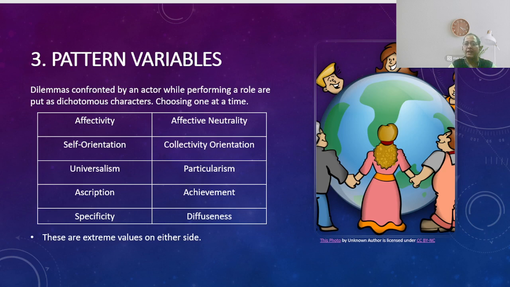Either side, A or B, A or B, right? So it is not always the case that you choose the extreme. This is just as an ideal type. If you have read the Weber concept of ideal type, this is a similar kind of thing. These are the extreme values, and the actor, when performing an action, chooses accordingly.